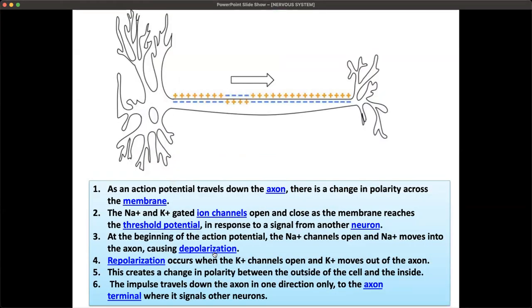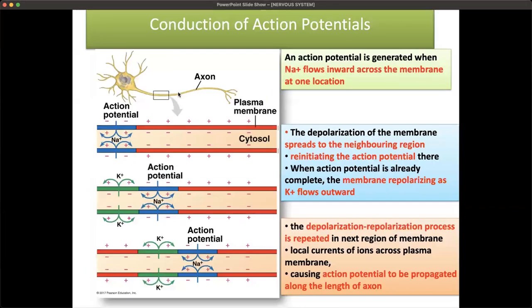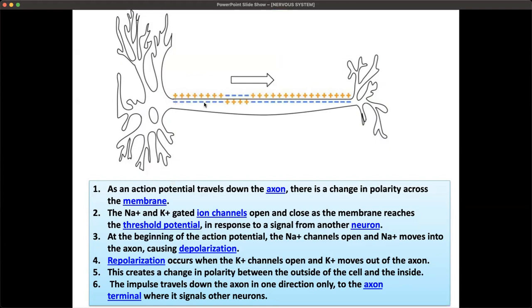Okay, next one. This is basically the same thing. As an action potential travels down the axon, there's a change in the polarity across the membrane. Because when the action potential arrives, you're going to make it more positive inside of the neuron. And the sodium and potassium gated ion channels are going to open and close as the membrane reaches the threshold potential. It must reach the threshold, otherwise you're not creating any action potential. So at the beginning of the action potential, the sodium channels open, allowing all the sodium to flow in, making it more positive, and sodium moves into the axon, causing depolarization. But what about repolarization? The potassium channels start to open, moving out of the axon, making it more negative again.